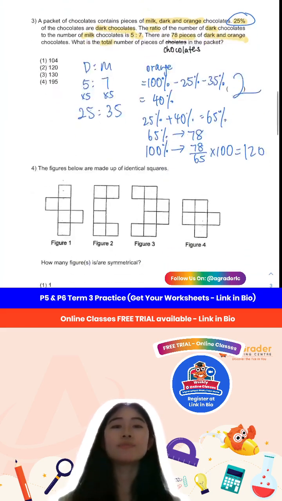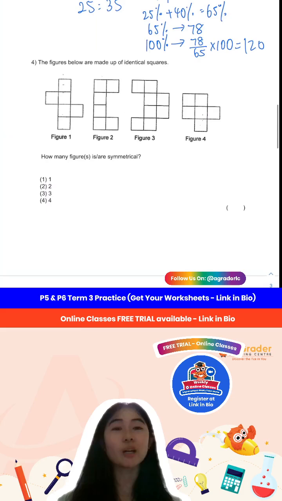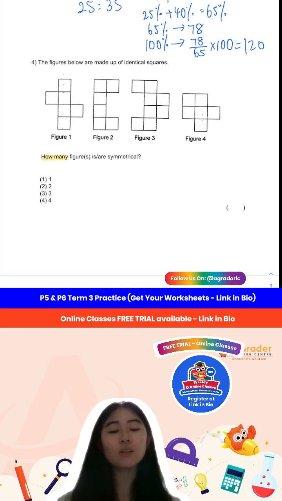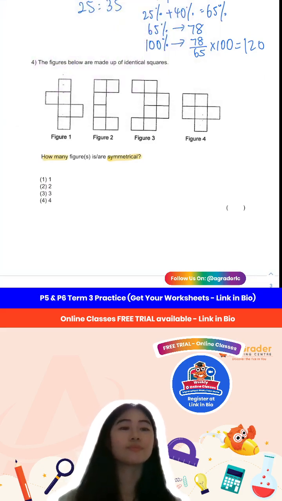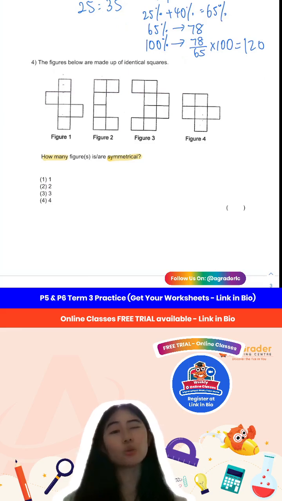Alright, shall we move on? Next question is easier. Next question, you don't really need calculation. Okay, so it's a question on symmetry. The figures below are made up of identical squares. So they ask you how many of these figures are symmetrical. Okay, so let me know your answers. No calculation needed for this. This will likely be 1 mark or 2 mark.